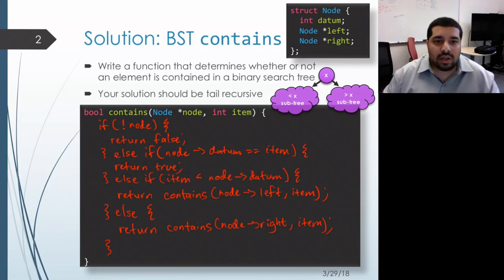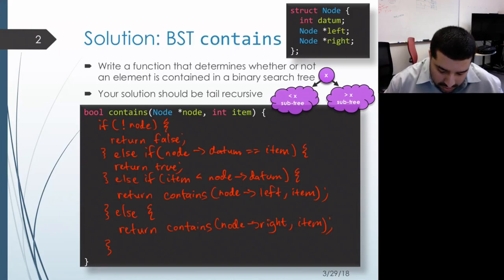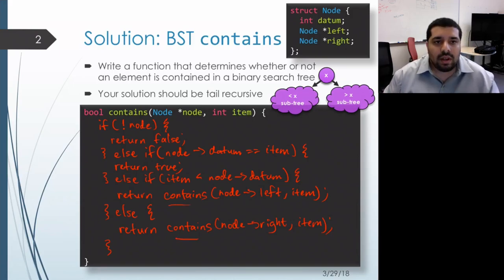Now notice here that even though there are syntactically two different recursive calls to contains, in any particular call to contains, at most one of those recursive calls is made. So this function is actually not tree recursive, it's linear recursive. The second thing to notice is that both of these recursive calls are tail calls. No work happens after either of the calls returns. So since all of our recursive calls are tail calls, that means that this function is tail recursive.